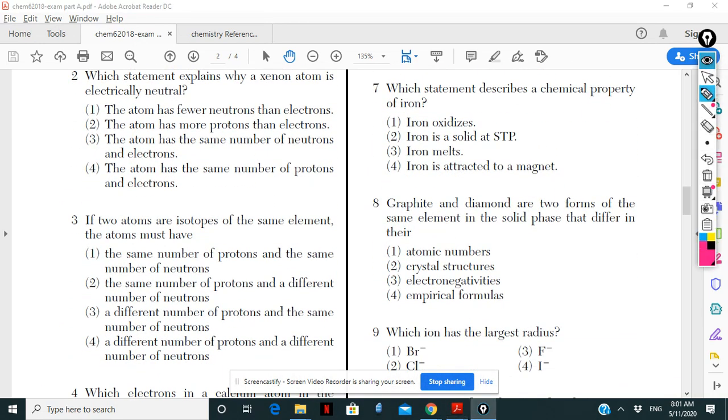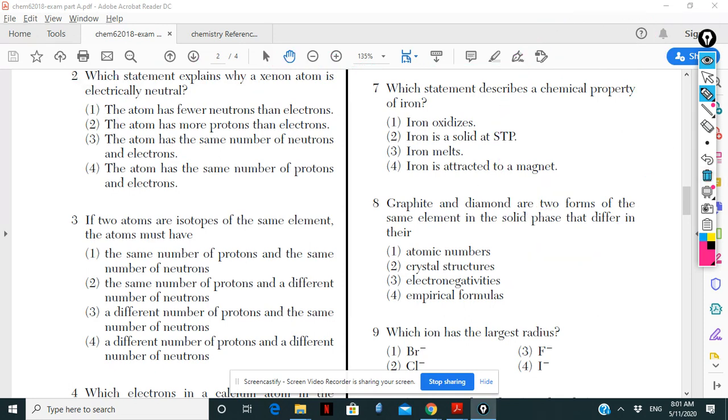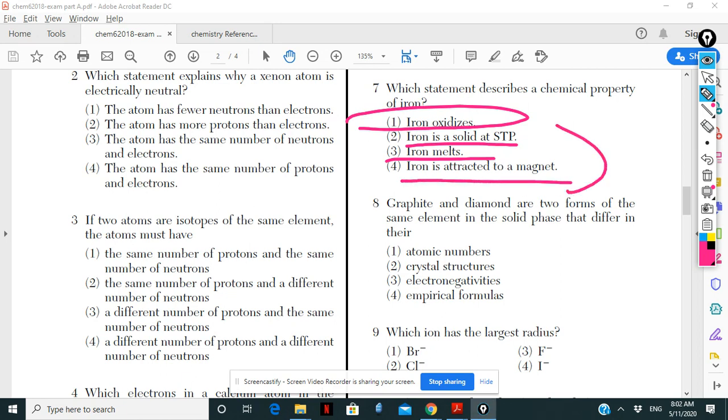Question number 7. Which statement describes a chemical property of the ion? Chemical properties mean a change in the oxidation number. Why a change in the oxidation number? Because the oxidation number represents the loss or gain of electrons. That's chemical properties. So in that case, iron oxidizing is correct. Here, iron is still solid. Iron is still iron. Iron is attracted to a magnet. All these are physical properties except this one, because I have a change in the oxidation number.